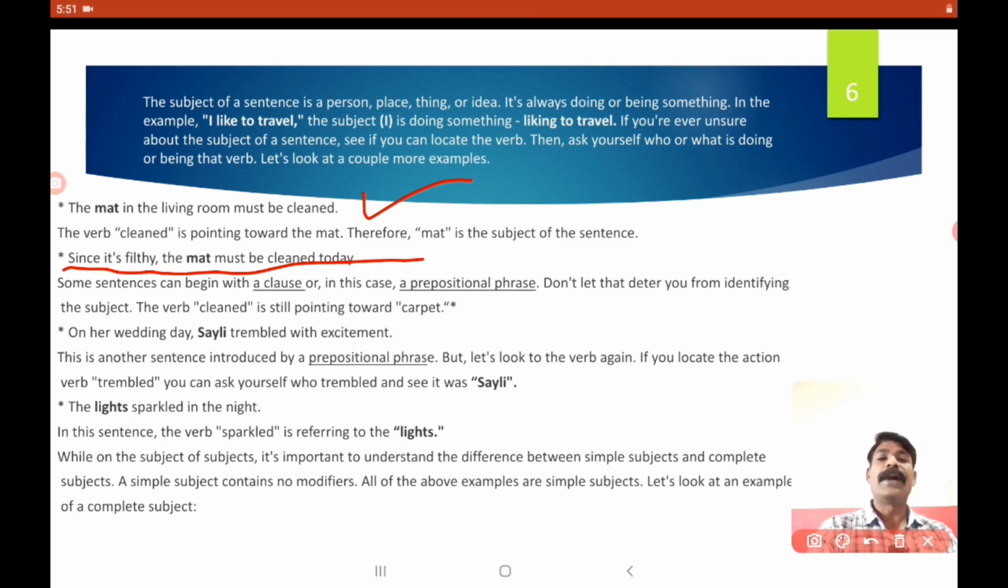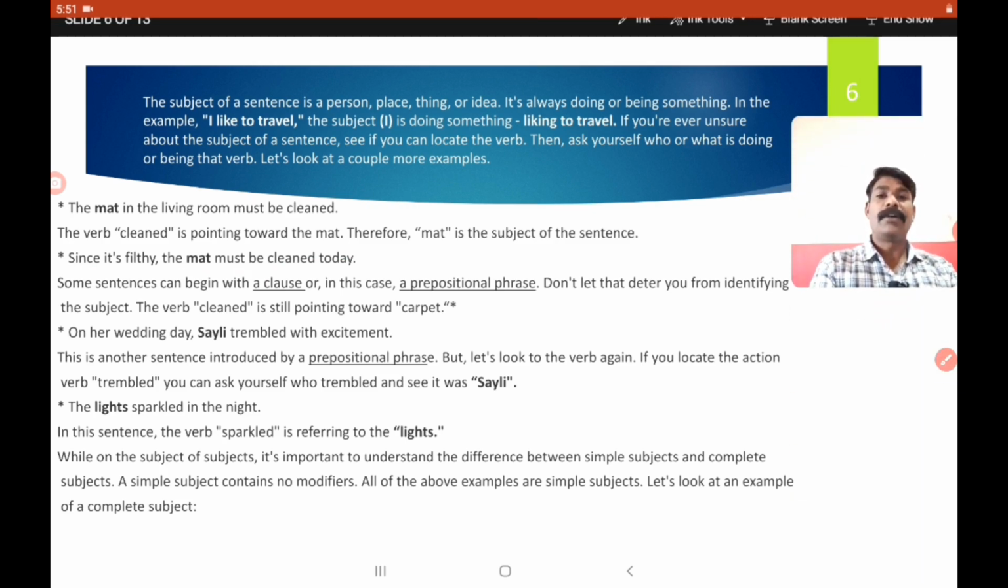The light sparkled in the night. In this sentence, the word sparkle is referring to the light. There is no confusion at all because this is a simple sentence. The sentence starts with light, that is the subject. What sparkled? Who sparkled? Light. So it becomes very easy to understand. Okay? Don't be confused here.